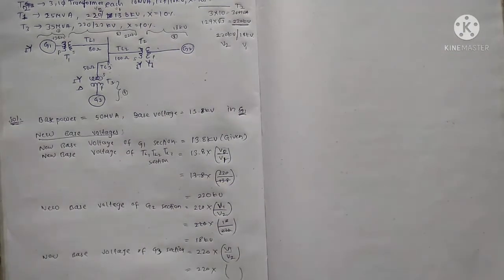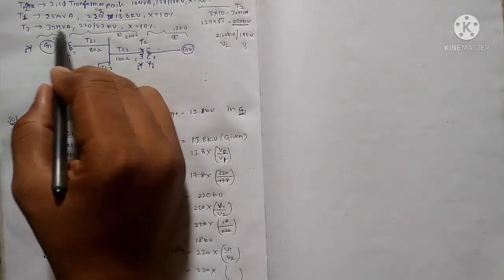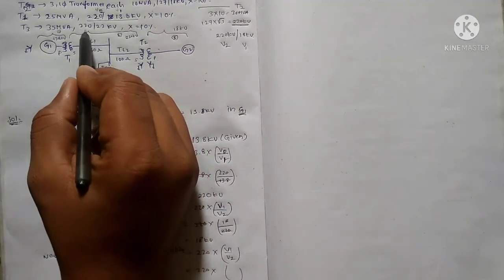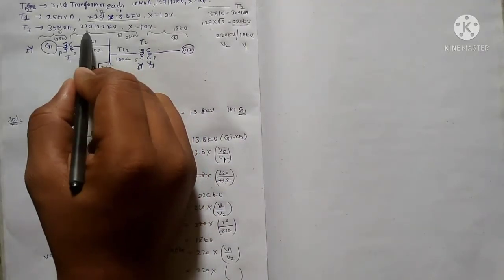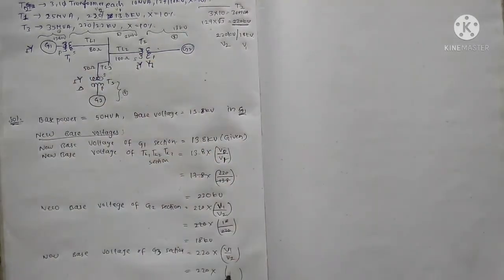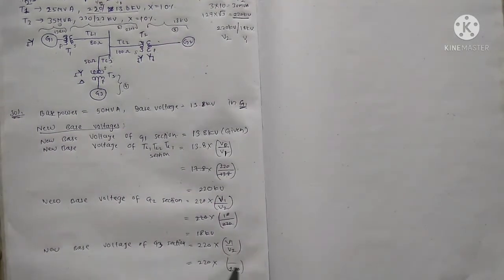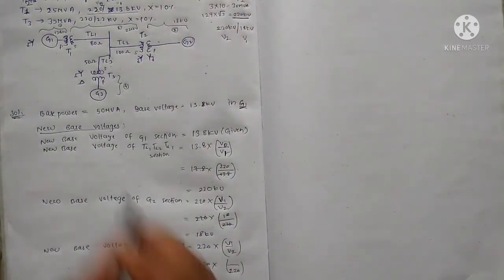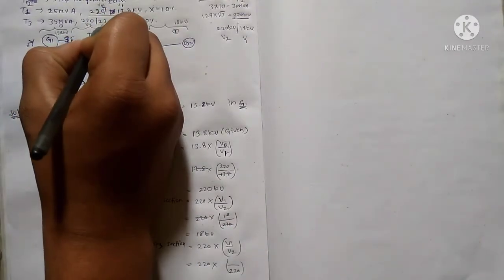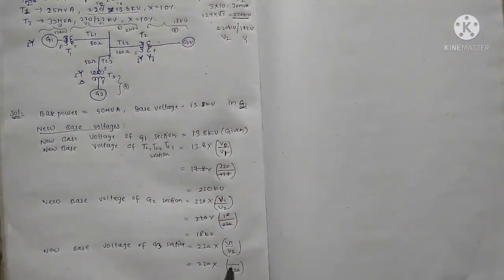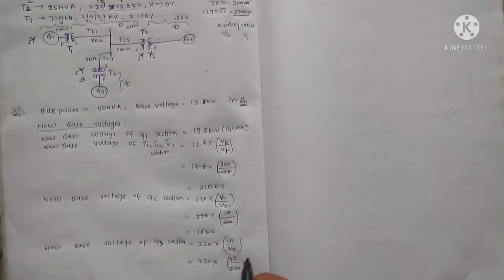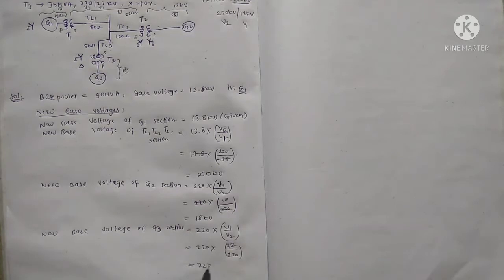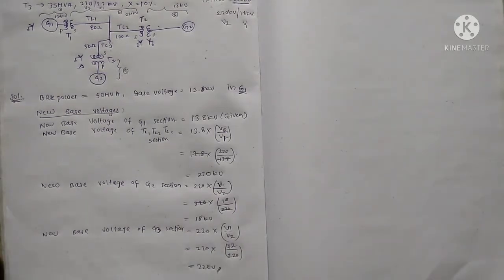220 multiplied by V1 by V2 of T3. This is T3, V1 by V2. V1 by V2 means 220 divided by 20. But as I said, we need to cancel these two. This is 220, which means 220 is V2. This becomes V2. This becomes V1 divided by 22. The new base voltage becomes 22 kilovolt.